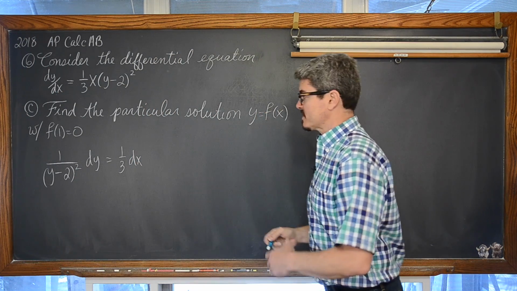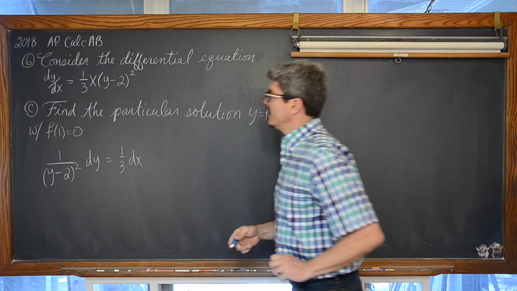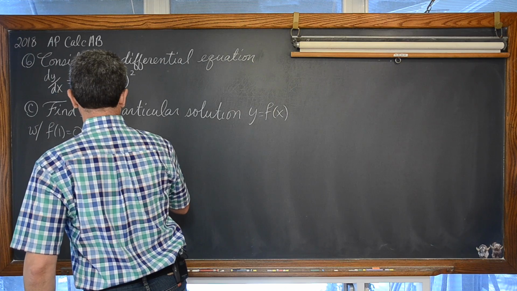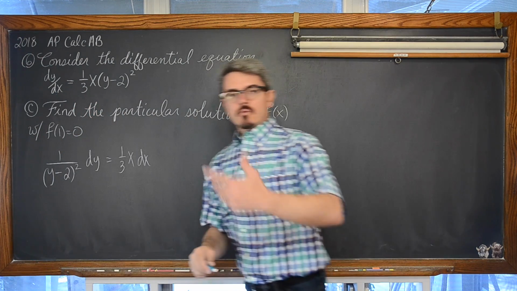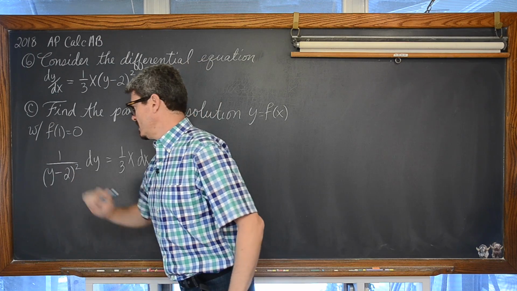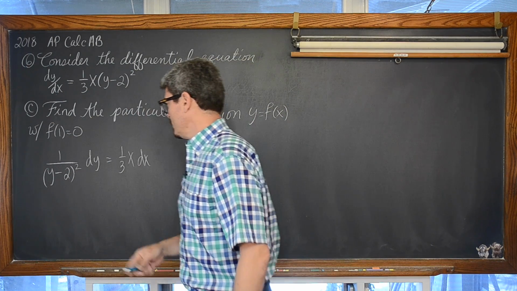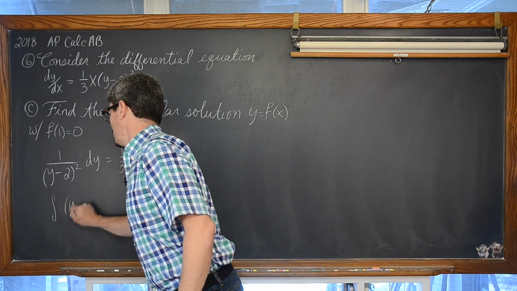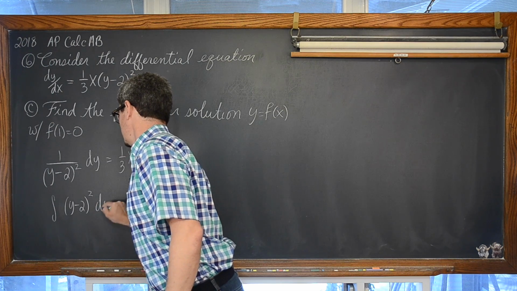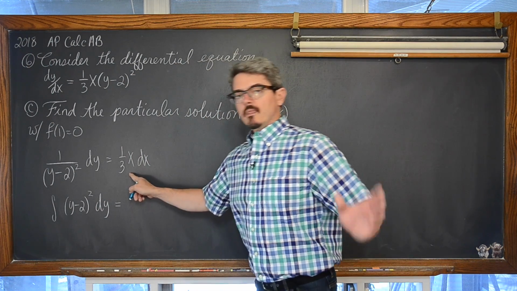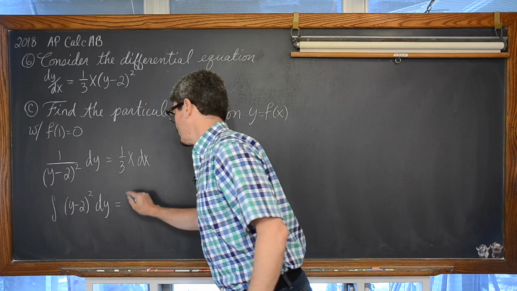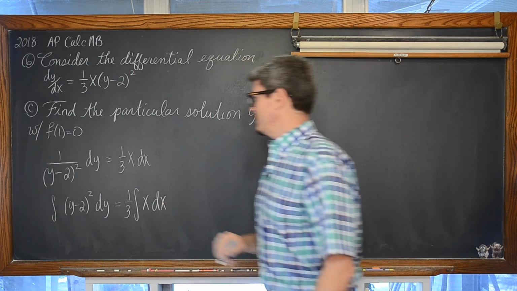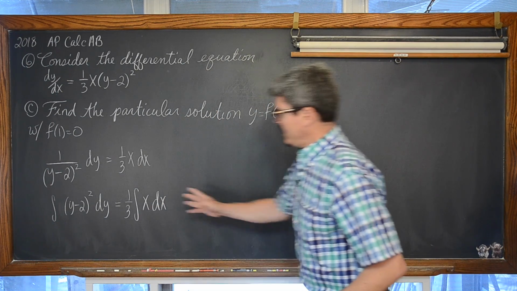Now that we have these variables separated, everything in terms of y on the left, terms of x on the right, we're going to set up an integral on both sides. I'm also going to bring this y minus 2 up to have a negative power. So we're going to be integrating (y minus 2) to the negative 2 dy. I'm also going to bring this constant multiplication of 1/3 out front, and we're going to be integrating x with respect to x. Okay, well, the right-hand side is quite straightforward.